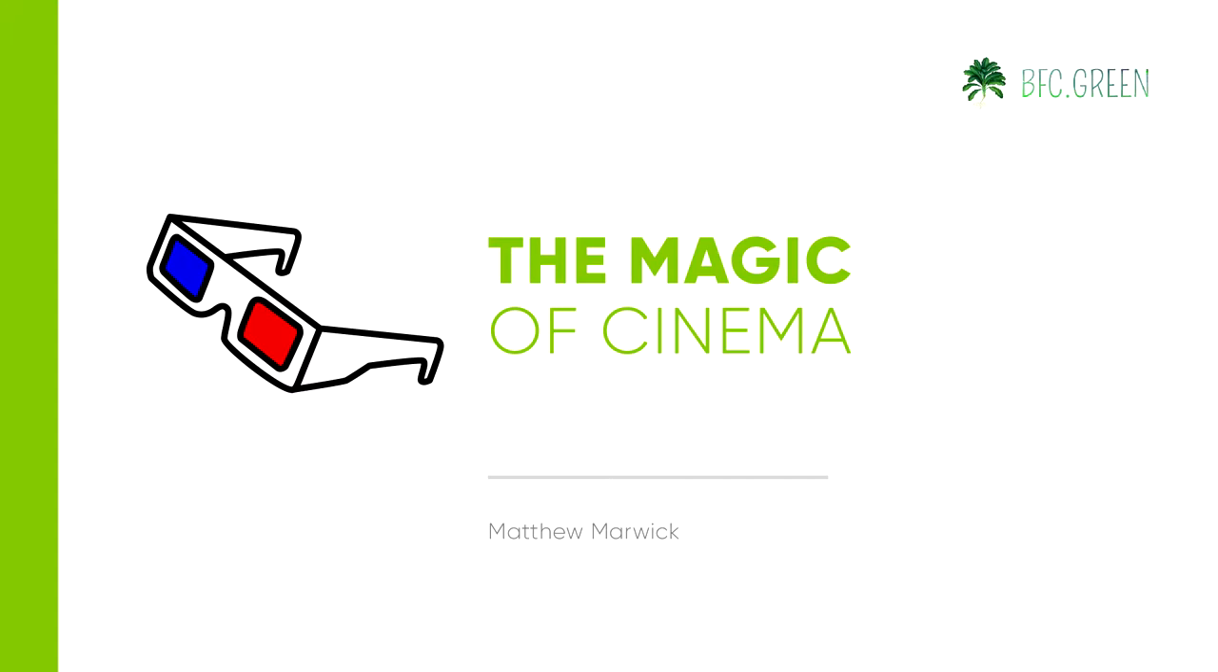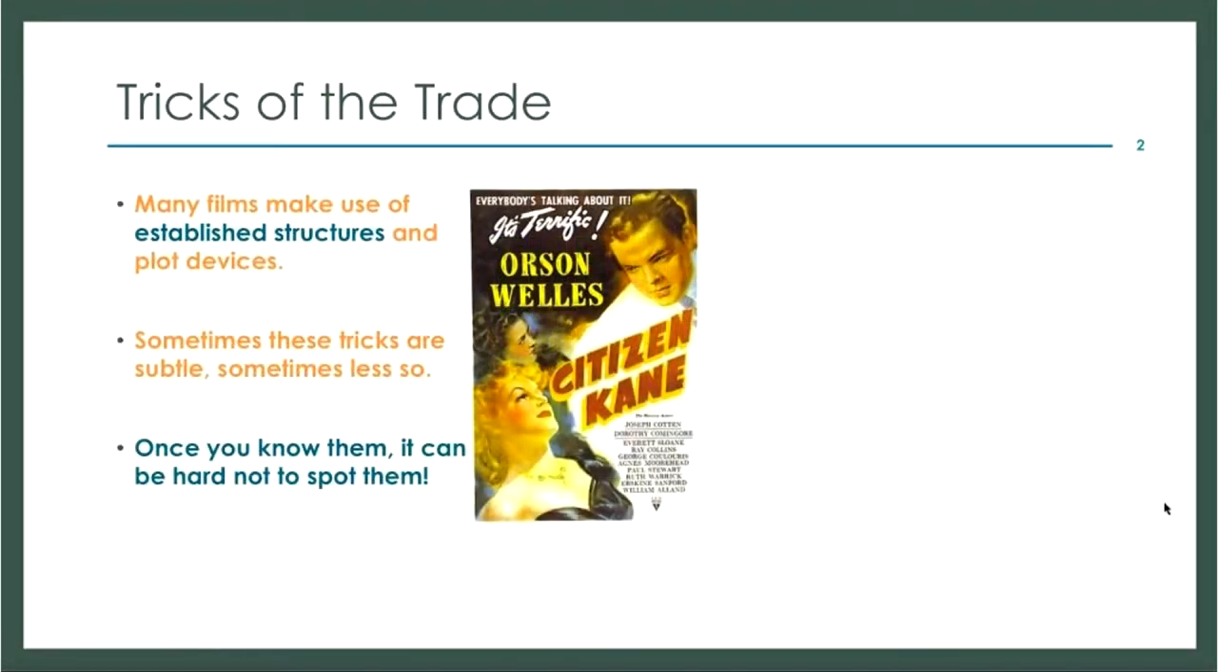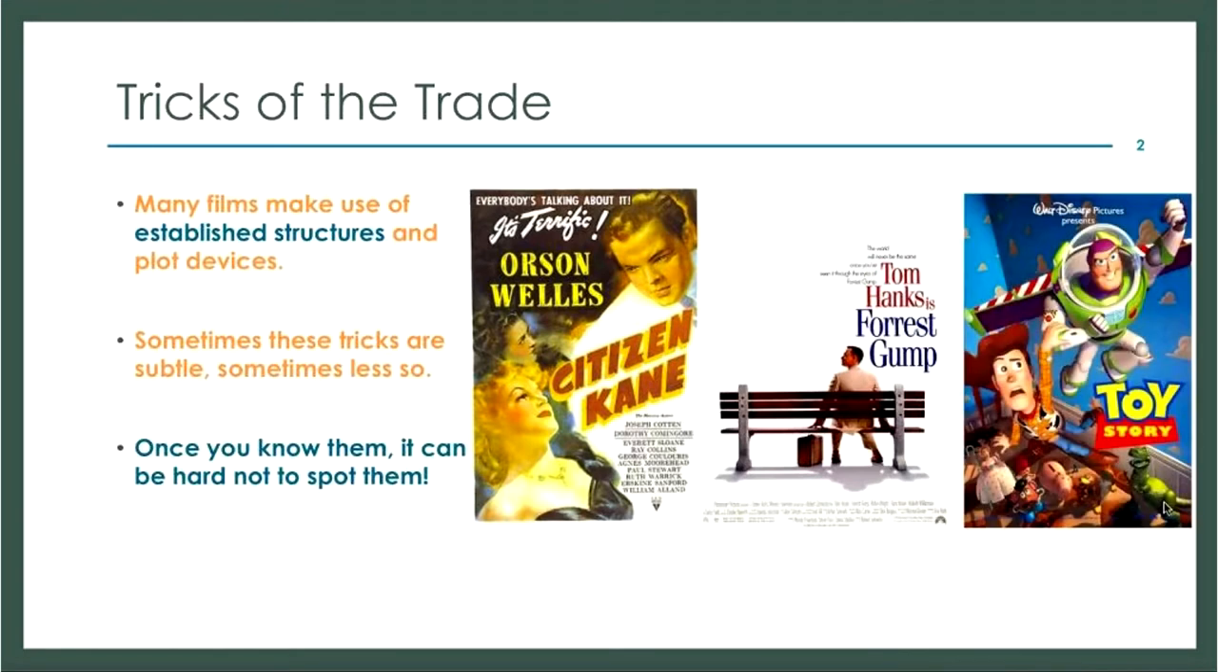Thank you very much, Brian, and thank you to everyone for joining us today for my presentation on cinematic storytelling. So, in many great movies, we're recalling themes, story structures, and plot devices. If you take Citizen Kane, Forrest Gump, or even an animation like Toy Story, these are all wonderful movies in their own way, but they also share cinematic tropes and storytelling techniques. In fact, once you know they exist, they can be hard not to spot. So consider yourself warned. Once you know, there's no going back. Okay, so let's together discover the magic of cinema.